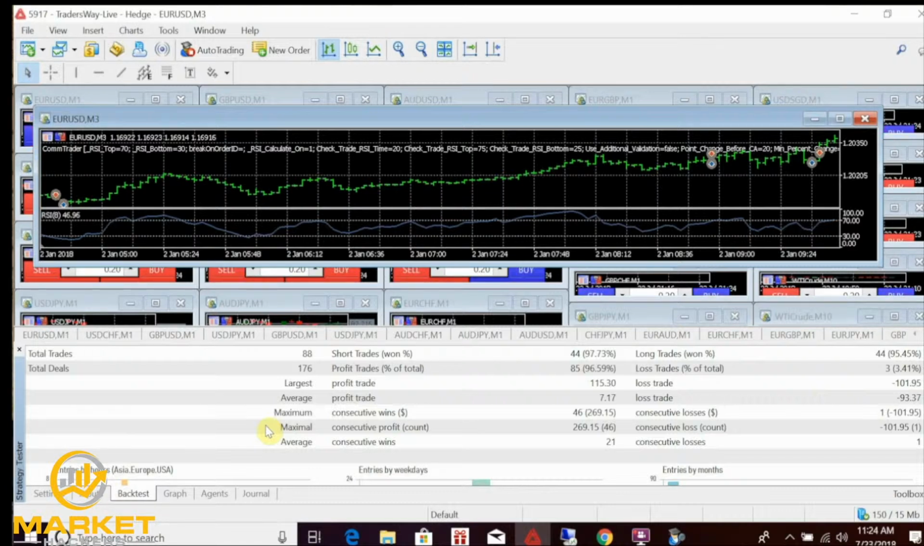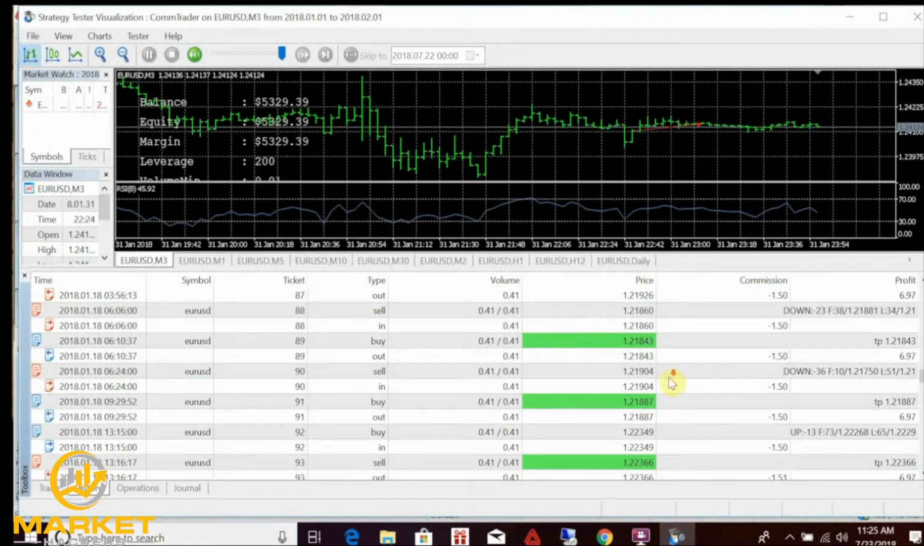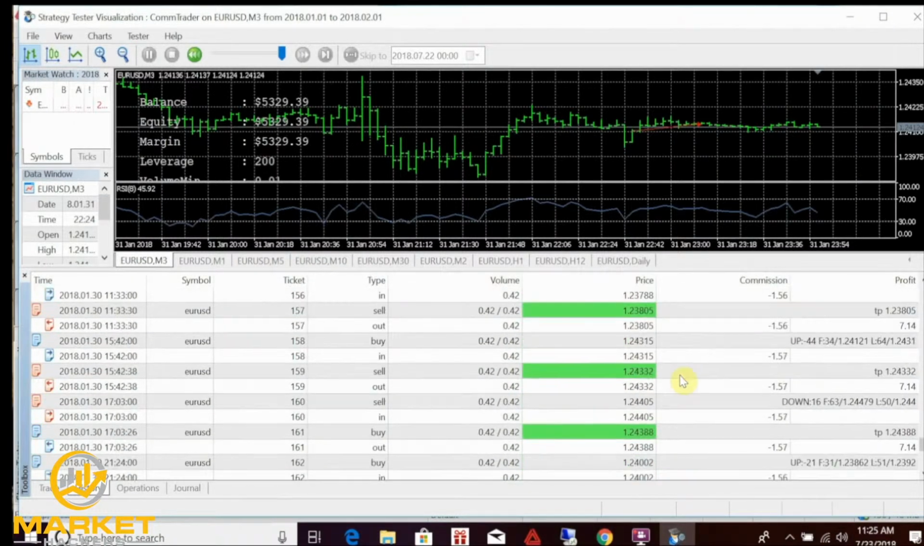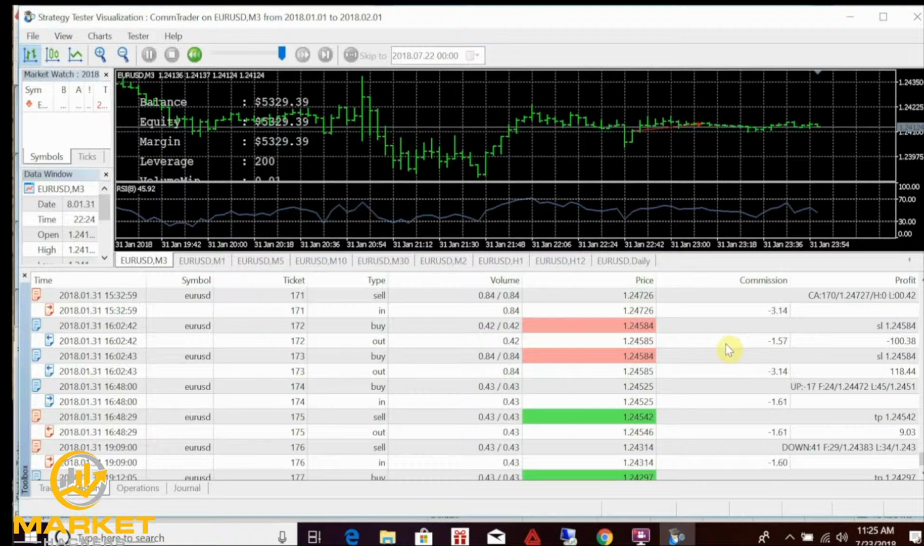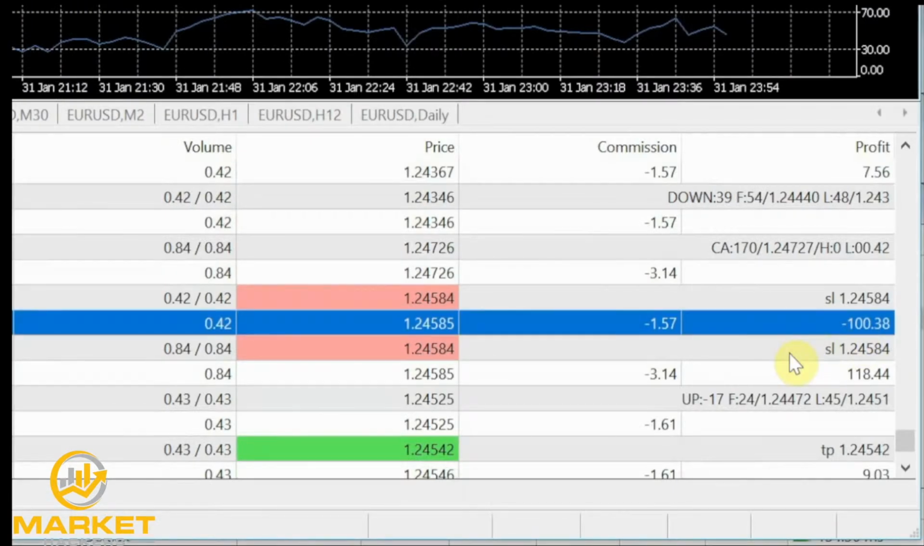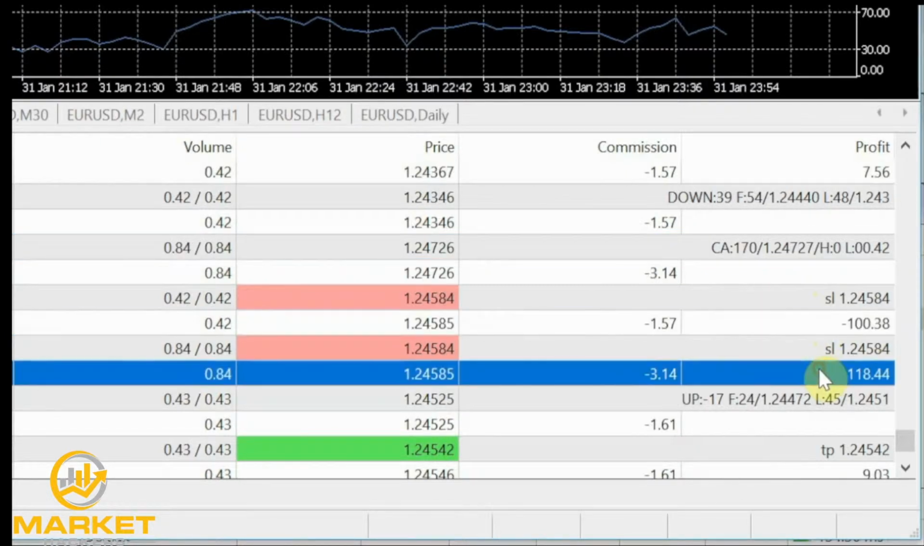What's really impressive is the fact that as you're losing your trades, which it's hard to find the losing trades. There we go. But look, for a perfect example, here's a trade. It lost $100.38. But like I said earlier, prior to that, it made the determination it wasn't going our direction, so it made a trade the other direction, and it actually made $118.44 on the very next trade.